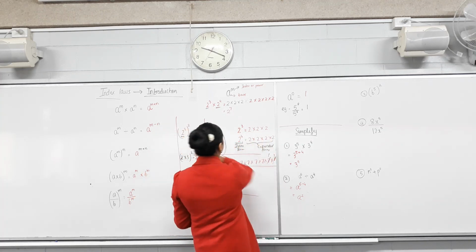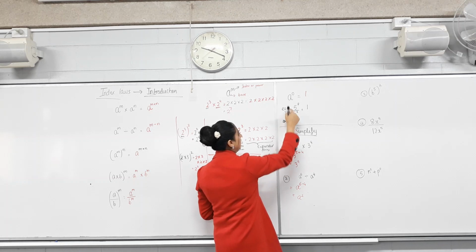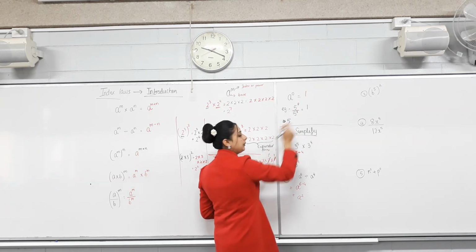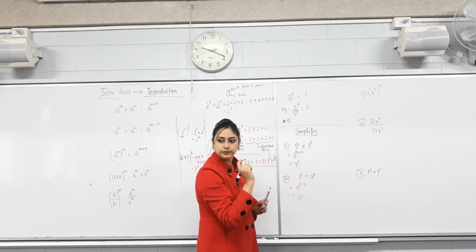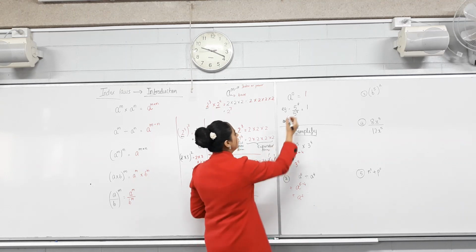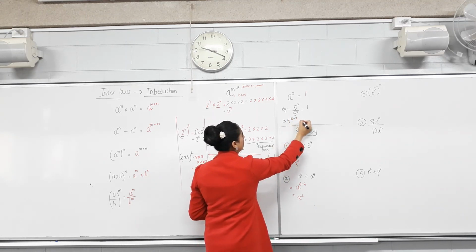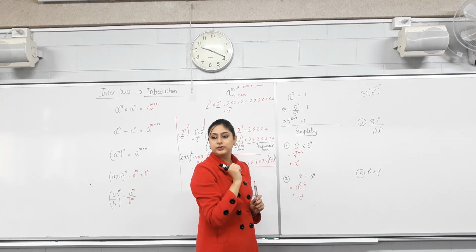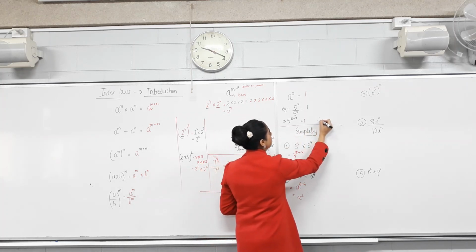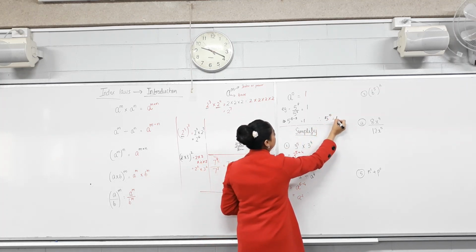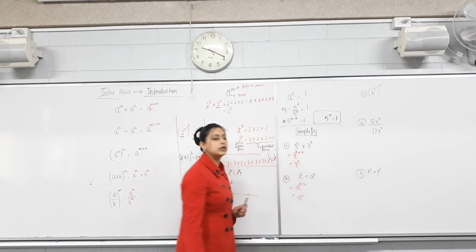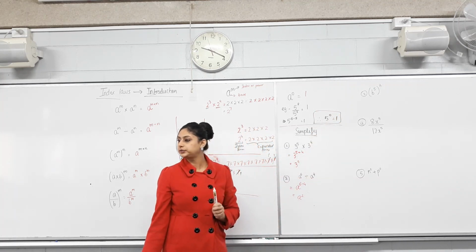Now, if we look at the second index law, the base is 5 and they're being divided. Won't I minus the powers? Yes? So 8 take away 8. What's 8 take away 8? 0. So can I then say therefore 5 to the power of 0 is 1? So I've just proved it to you. Anything to the power of 0 is 1.